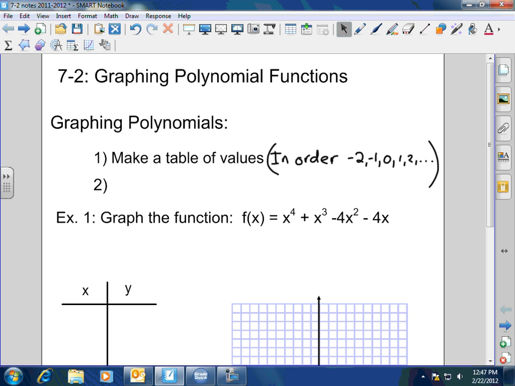And then, besides making the table, you've got to know the end behavior of functions. We have already talked about the fact that even functions are going to be up and up if the a is positive, and down, down if the a is negative. An odd function is going to be down and up if a is positive, and it's going to be up and down if a is negative. So keep this in mind.